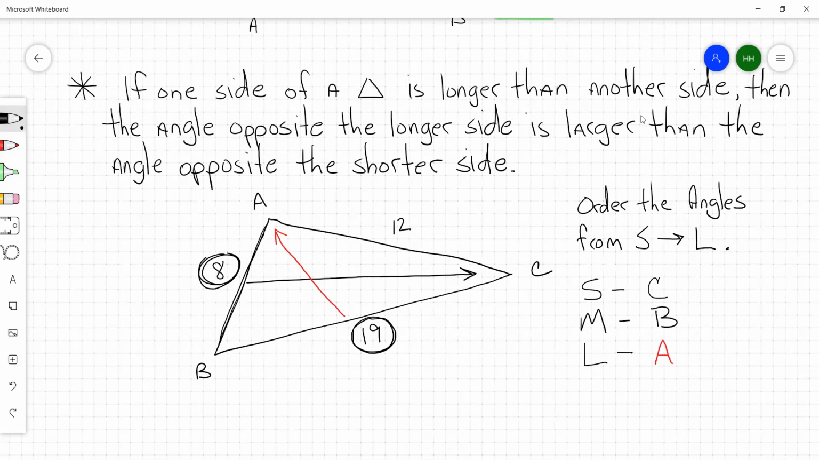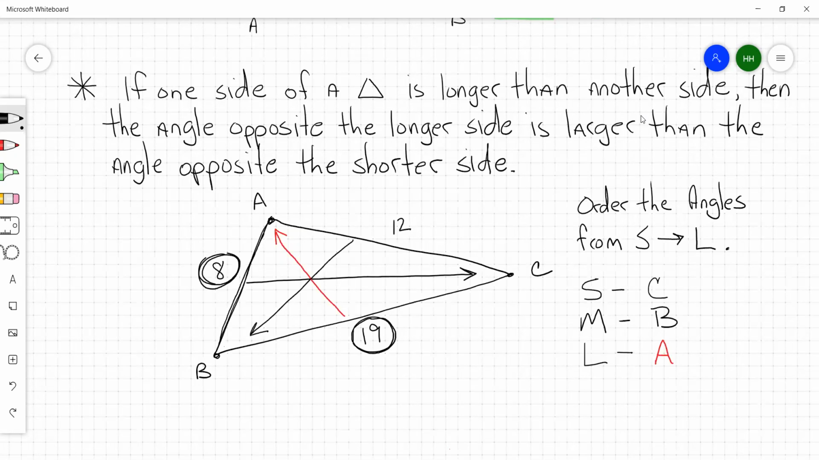Everybody see that? Everybody understand how to determine which angle is opposite of a side? Angle C is opposite of side AB. Angle A is opposite of side BC. And angle B is opposite of side AC. Everybody sees that? Okay. Does that all make sense?